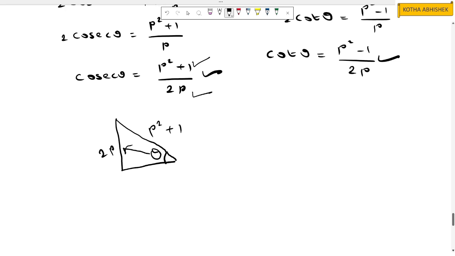That is 2p. Next, cot theta value is given as p square minus 1 by 2p. So cot theta means adjacent by opposite, right? So adjacent is p square minus 1. So for this theta, p square minus 1 and opposite 2p already is there, no problem. Now for this triangle, all the three sides we got, right? So he's asking us to show that cos theta value, right? So let us try to find out the cos theta value from this given figure now. Cos theta equals adjacent divided by hypotenuse. Adjacent is p square minus 1 divided by hypotenuse p square plus 1.